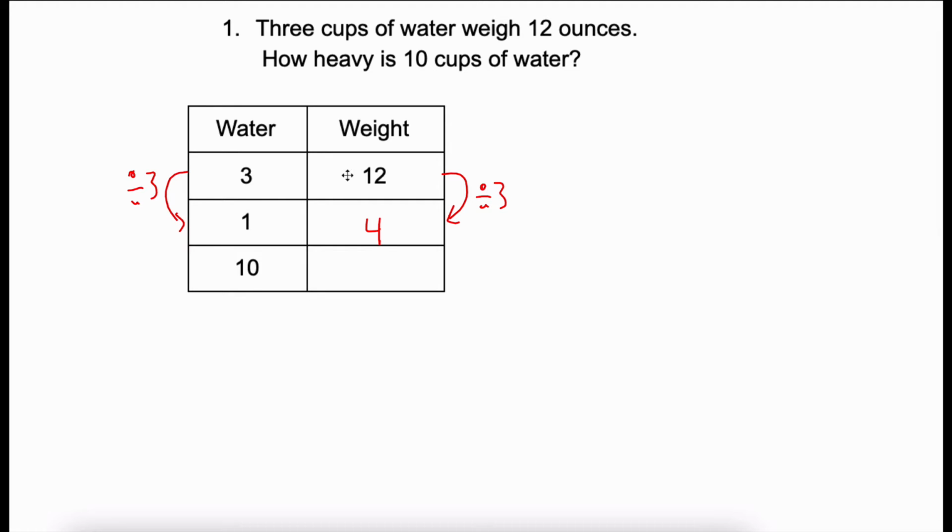Remember, everything in a table needs to be equivalent to one another. And then how do I get to 10? Well, it's a bit tricky to get from 3 to 10, not impossible, but the other part of the table makes it a lot easier. You can get from 1 to 10 super easy, just multiply by 10. And so I'd do the same thing on the other side of this table, times 10. 4 times 10 is 40. So your first table, 3 to 12, 1 to 4, and 10 to 40. And there's the connections I used to get from one number to the next.